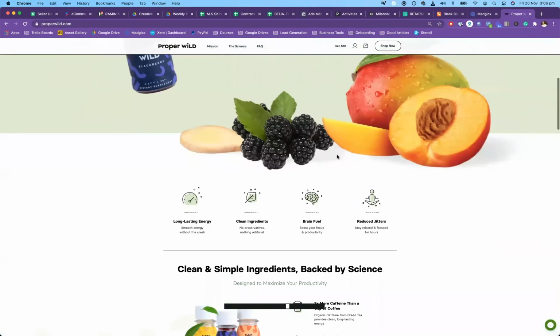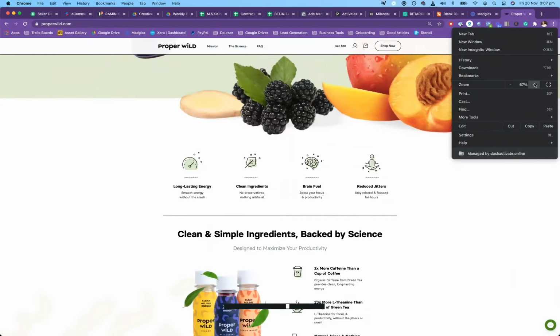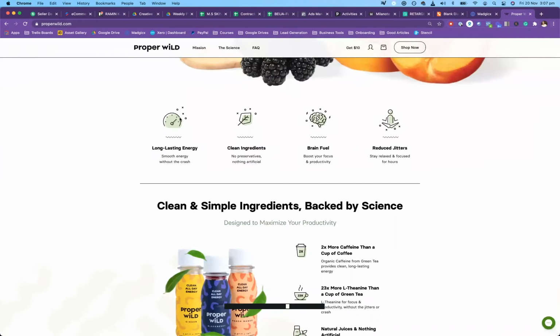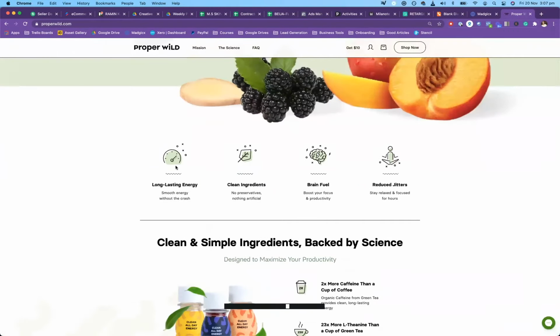As you scroll down, you get that nice, luscious fruit picture. And then you've got these little icons that basically convey a lot of information in a really short, easy to digest, punchy bullet point. So long lasting energy, clean ingredients, brain fuel, and reduced jitters. So you already know it's an energy drink. It's made with fruit juice. So it's simplifying all the copy.